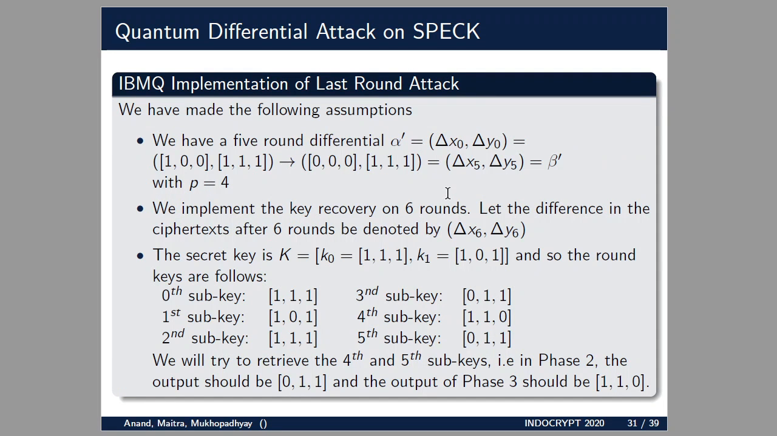Now we implement the last round attack on IBM-Q. We have made the following assumptions: that we have a 5 round differential alpha dash to beta dash with p equal to 4. We implement the key recovery on 6 rounds. Let the difference in the ciphertext after 6 rounds be denoted as this. The secret key is considered to be this, and so the round keys are as follows. So we'll try to retrieve the 4th and the 5th subkey. That is, in phase 2 the output should be 0 1 1, and in phase 3 the output should be 1 1 0.